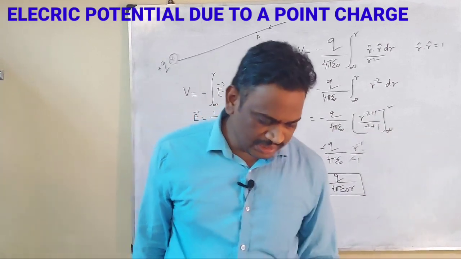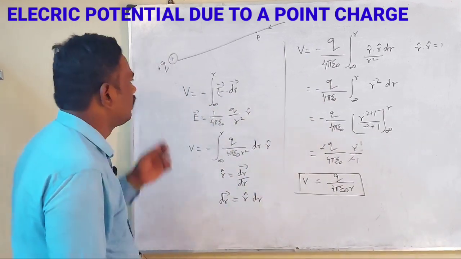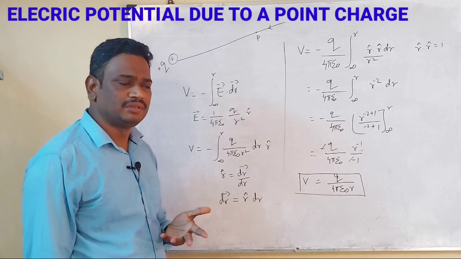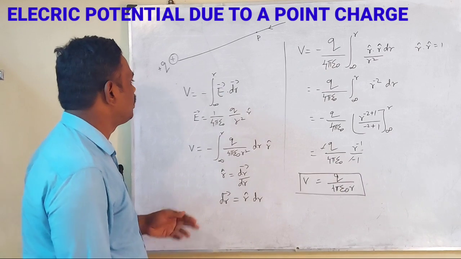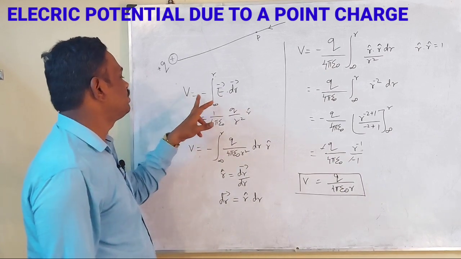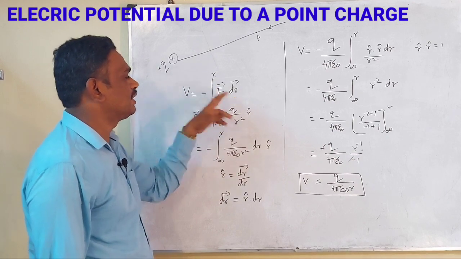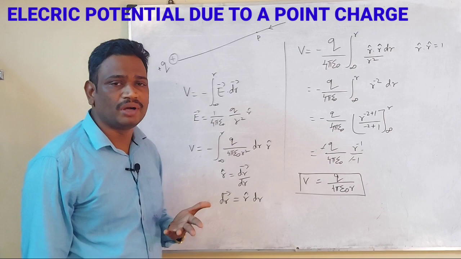I move on to electric potential due to a point charge. The electric potential at a point. We need to know the expression for electric potential at a point. So V is equal to minus integral from infinity to r of E vector dot dr vector. This is the electric potential at a point.